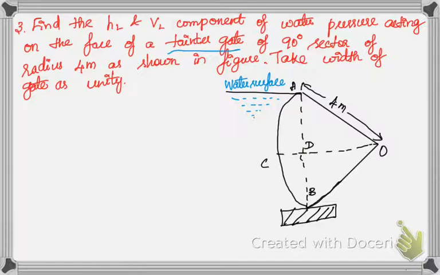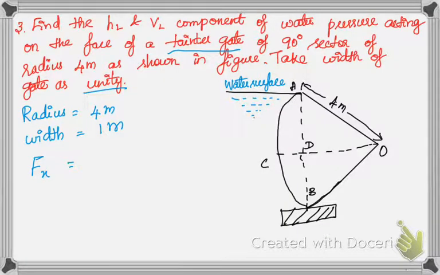So they have asked us to find the horizontal and vertical component of the water pressure. They have given the other data also. The first data is the radius of gate as 4 meter and the width of gate as 1 meter, that is, they have given us unity. So first thing, we'll find the horizontal component. We all know the formula: Fx is equal to the force on AdB. AdB is the area on which the force is going to be acting. This is what we are going to find.